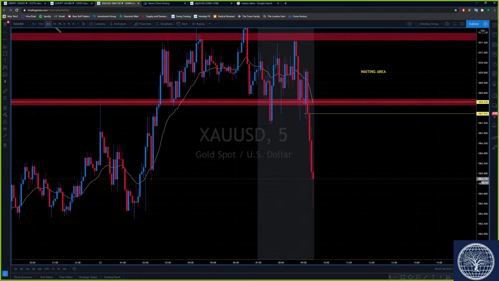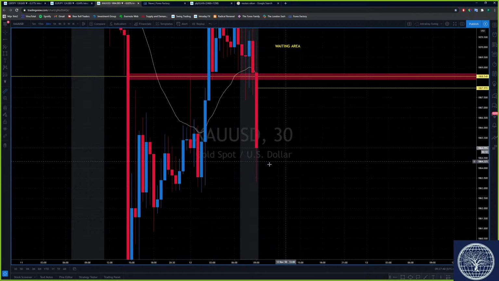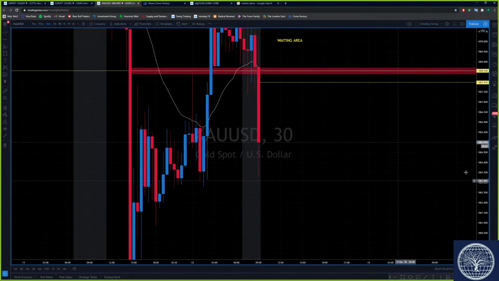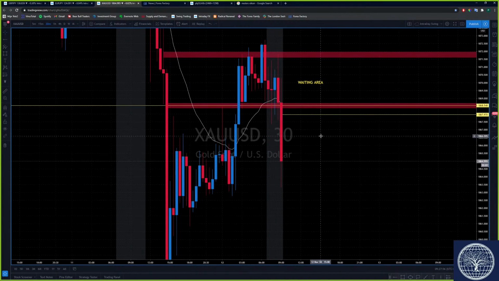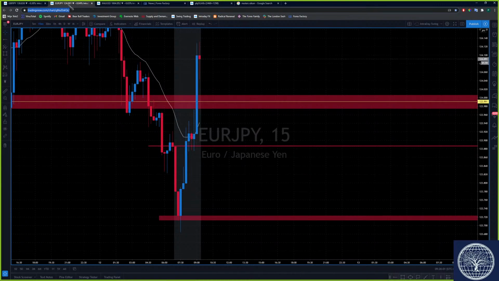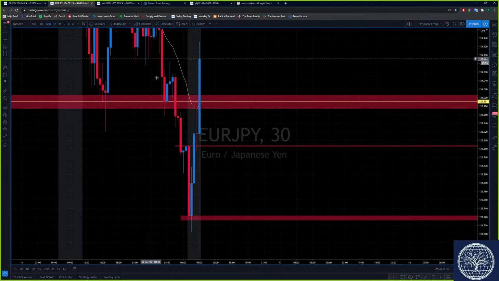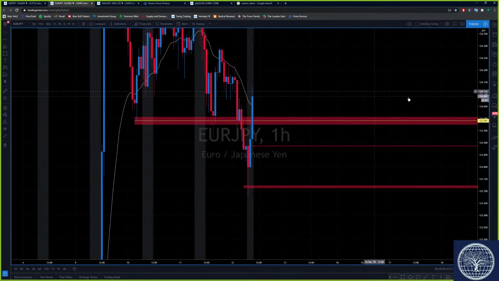Beautiful. Man, look at this. It reached the target we said, and now it's retracing. 15 pip retracement. Crazy. Your GPY just went bullish.